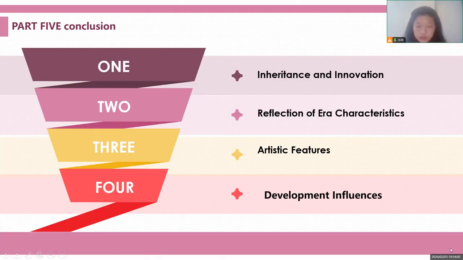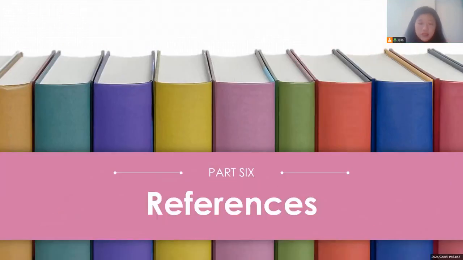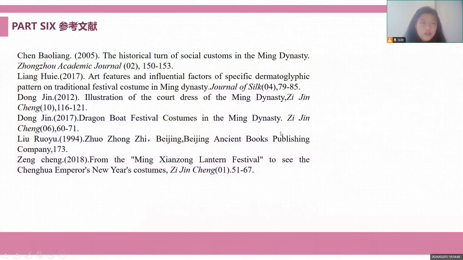The third conclusion, development inference. The Ming Dynasty festival clothes, with some patterns, their generation and development can be inferred from various factors, including the social system, the economic base, the cultural atmosphere, and the development of science and technology. The political system, ideology, and culture, these factors to varying degrees provided support for the emergence of the phenomenon. This is the conclusion. Part 6 is the references. These are the references.